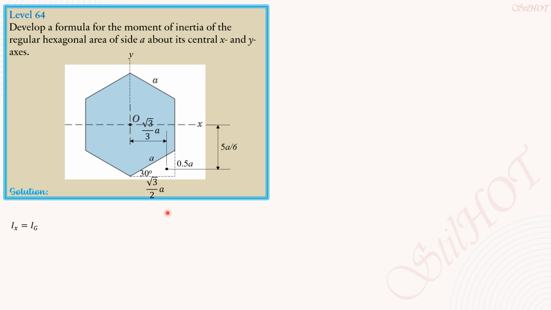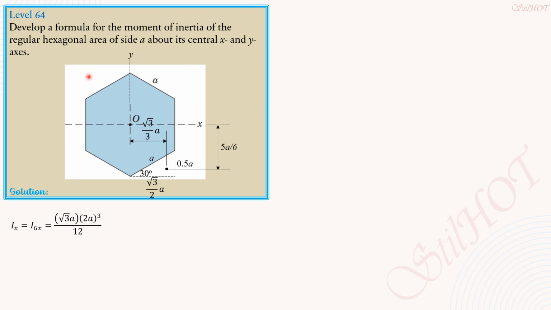So Ix equals Igx equals, imagine we have a big rectangle. The dimension would be 2 times square root of 3 over 2 times a horizontally, so square root of 3 a. This base of the imaginary rectangle is square root of 3 a. The height is a plus a, so a plus a is 2a. So 2a cubed over 12, that's the big rectangle.